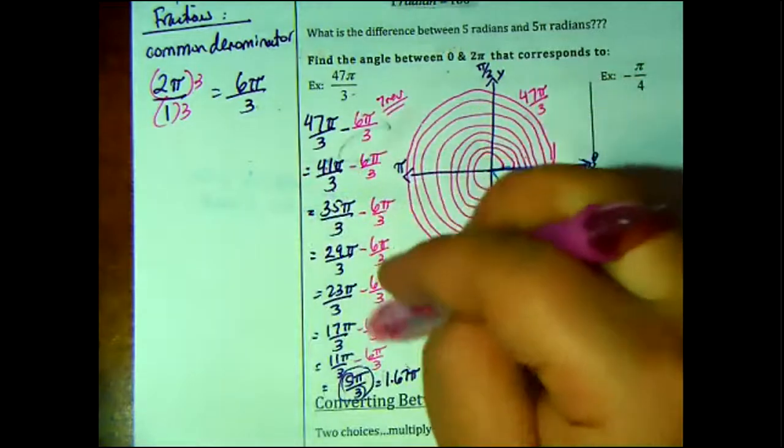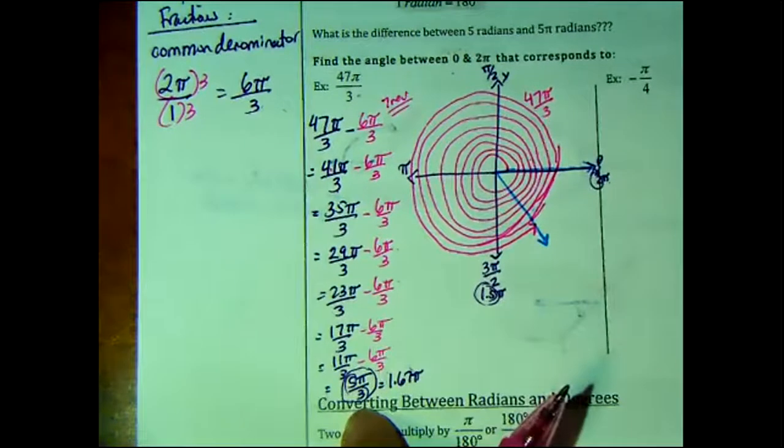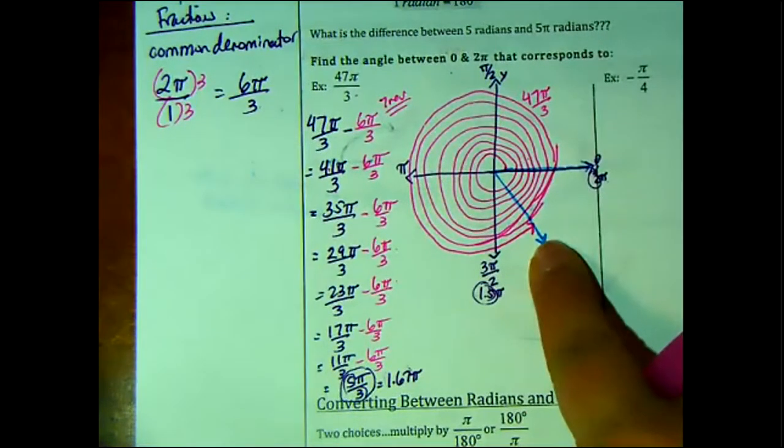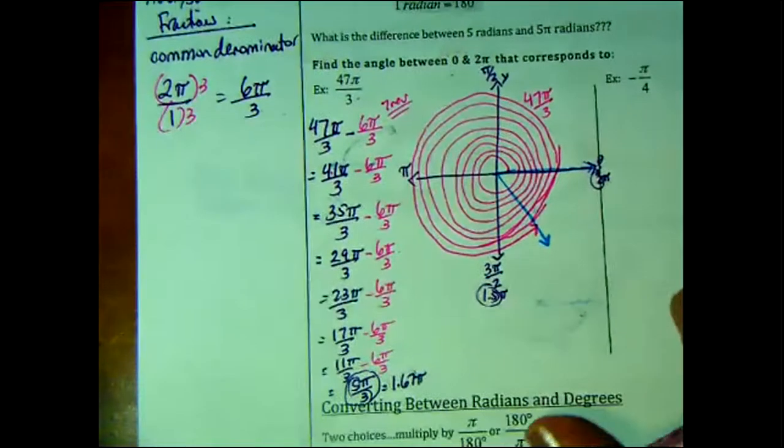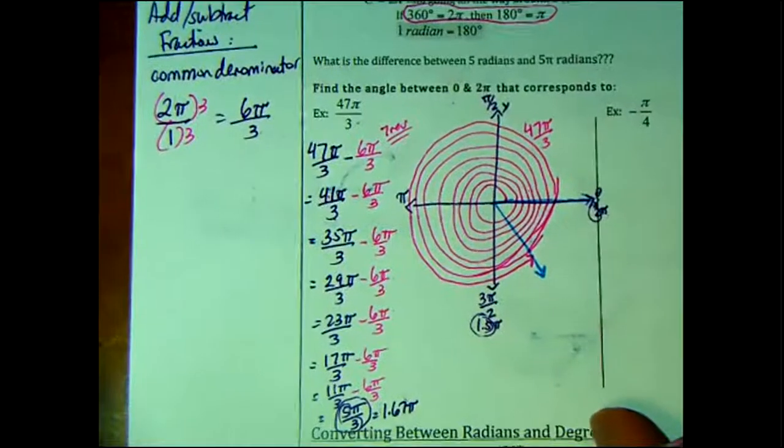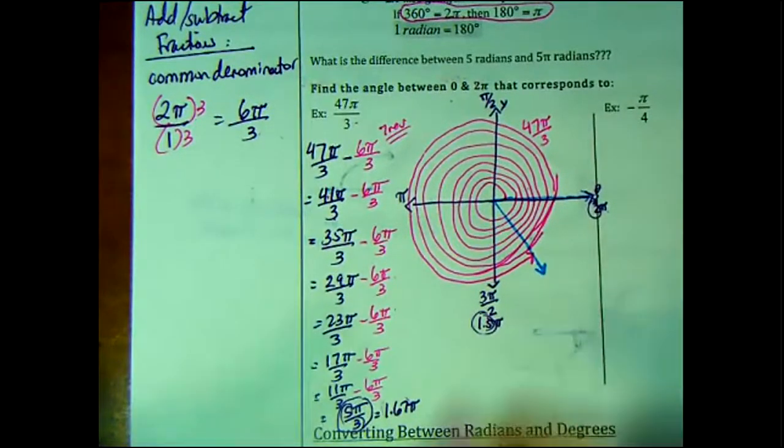So 7 revolutions, and then our final 5 pi over 3 stops at the terminal side right there. Okay, I know it looks like a swirly. So that's that one. Yay. Big numbers, right?